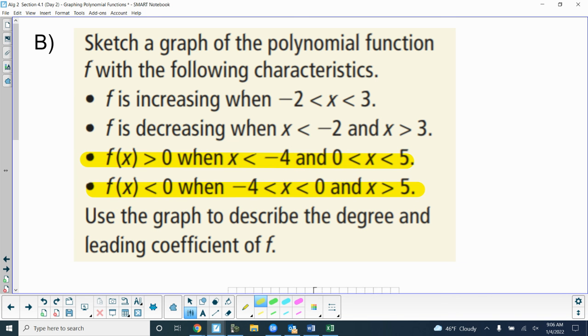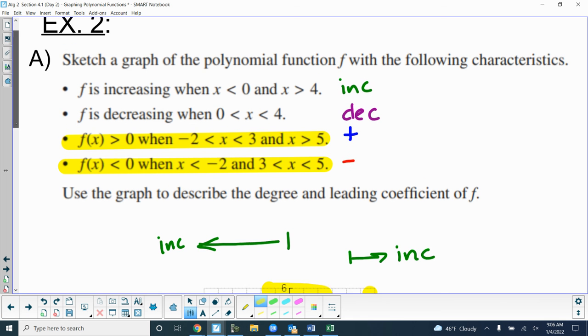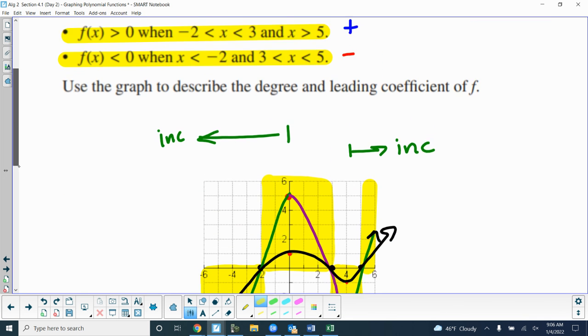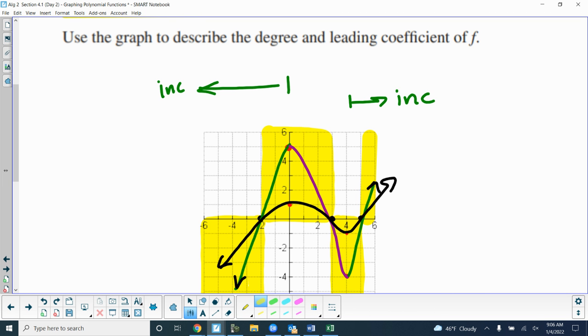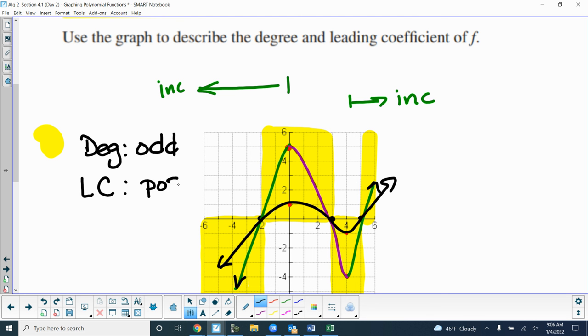Oh, describe the degree and leading coefficient. Did it ask us on that one? Oh, yeah. So what degree is it going to be, even or odd? I forgot to do that part. Sorry. All right, let's go back to a pen, not the highlighter. The degree would be odd because the two ends are in opposite directions, right? And then our leading coefficient, since the far right is going up, is what type of number? Positive. So after we draw it, then we answer those two questions.